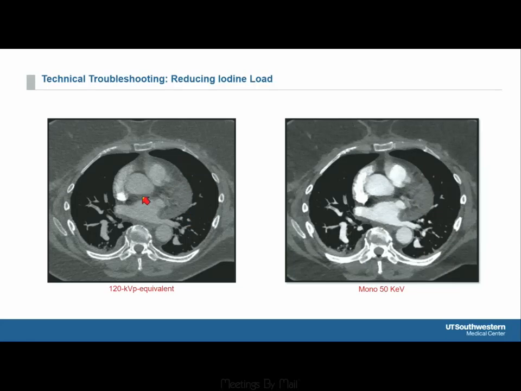The same rationale can be applied for using a low dose of iodine. As in this case, the iodine dose was reduced by 50%. We have decreased the attenuation of the pulmonary arterial circulation, but by using monoenergetic images again at lower keVs, we can boost the contrast signal and define the presence here of a subsegmental pulmonary embolism in the right lower lobe.